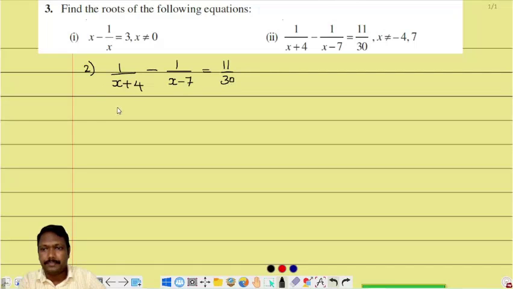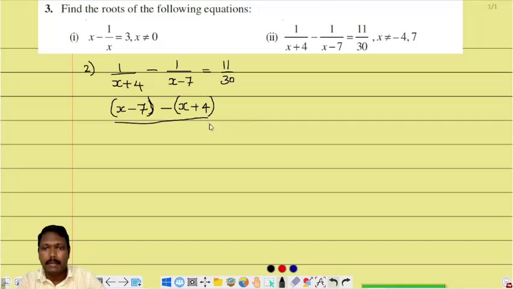You will get x minus 7. You can cross this here. Then x minus 7, you can write x minus 7 here. Minus 1 into x plus 4 will be what? 1 into x plus 4 will be x plus 4. Put in bracket because here minus is there. Always you have to be very careful about minus. So after minus you have to put bracket.